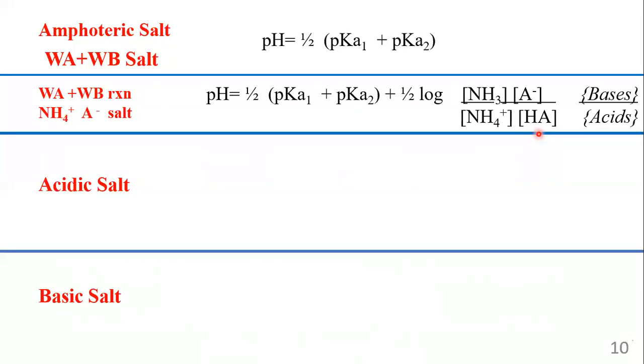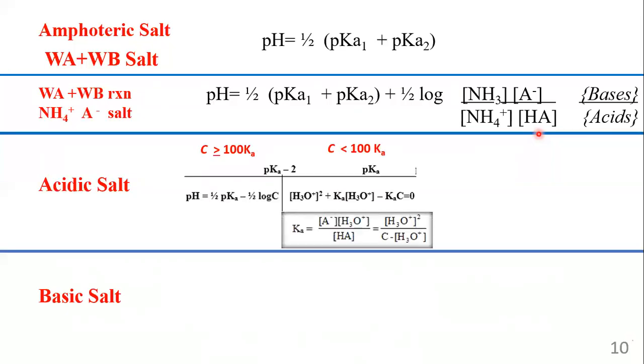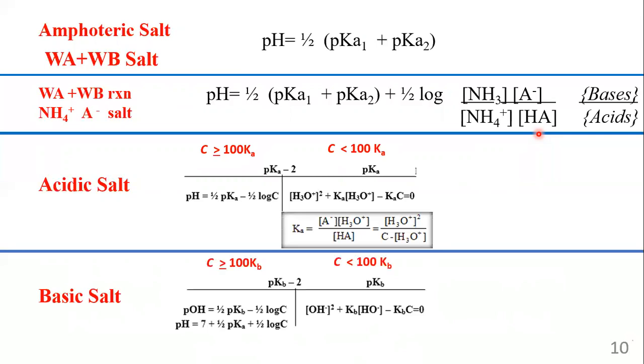For an acidic salt, we simply use the equation for a weak acid, and for basic salts, we use the equations for a weak base, which you already know. You just have to check whether the concentration ratio is greater than 100 or less than 100, and you either use a quadratic or you use half pKa minus half log C for acids, or pOH equals half pKb minus half log C.